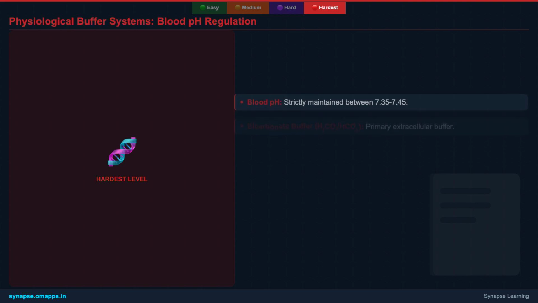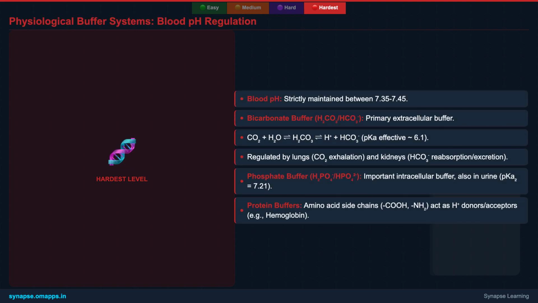This slide is dedicated to the sophisticated physiological buffer systems that maintain the incredibly narrow pH range of human blood. We'll dissect the bicarbonate buffer system, highlighting the interplay between lungs and kidneys. We'll also examine the phosphate buffer system and the crucial role of protein buffers, especially hemoglobin. Understanding these complex biological mechanisms is vital for appreciating the significance of buffers in living organisms.